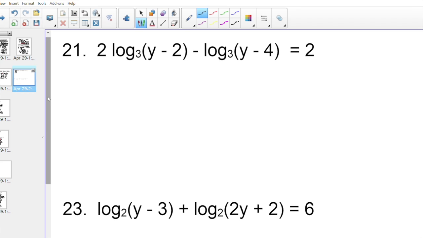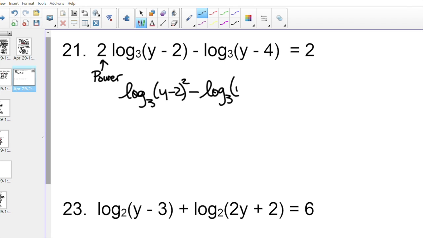So here we go. Well, we've got a little work to do here. That number in front of the log is the power of what follows. So we have log base 3 of y minus 2, squared. That 2 is the power. Now, we have minus log base 3 of y minus 4. Now we didn't forget the log: the 2 doesn't have a log.